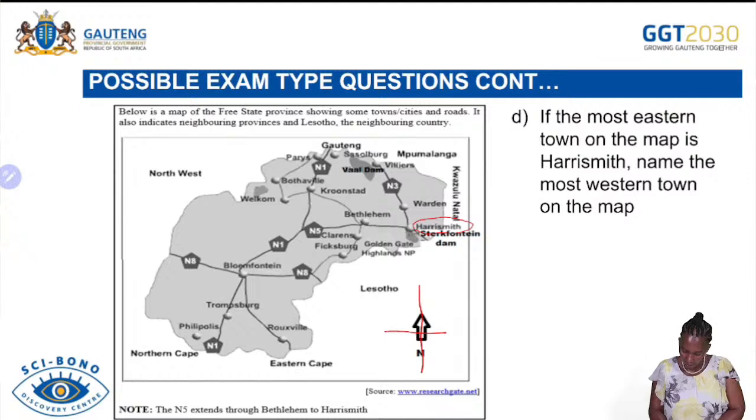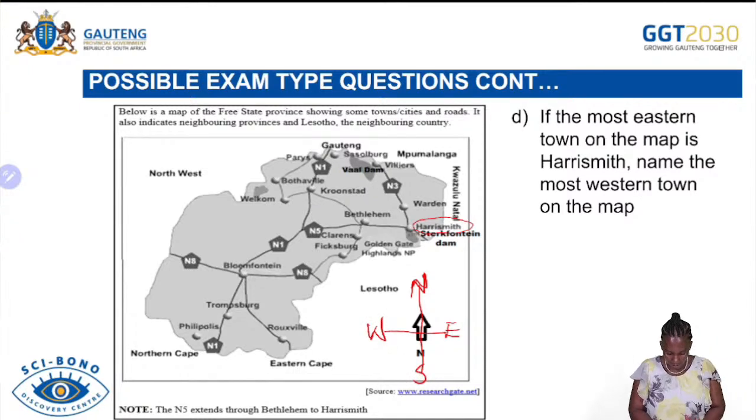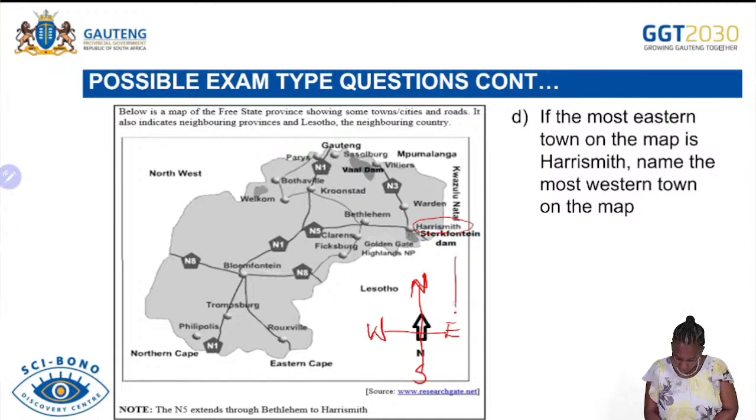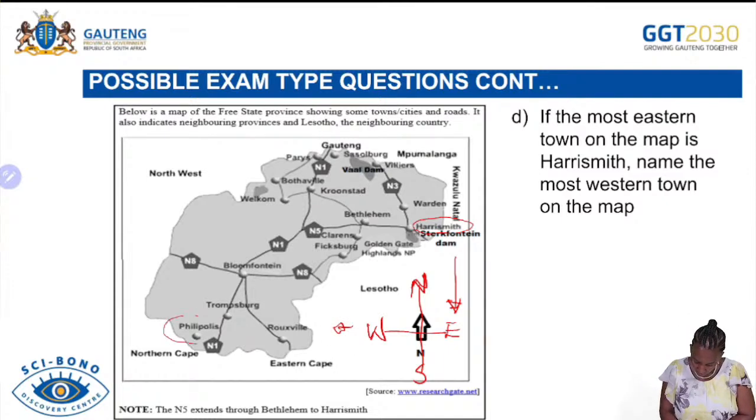because here it is our north, as you can see, you know, we like to rewrite everything that is written. It's so important. So what I have done, I've just continued with that. And then now we say Harrismith is on the eastern side. As you can see, it's on this side. It is the most eastern side. Now we want to know what is the most western side. And then the most western side will be what?